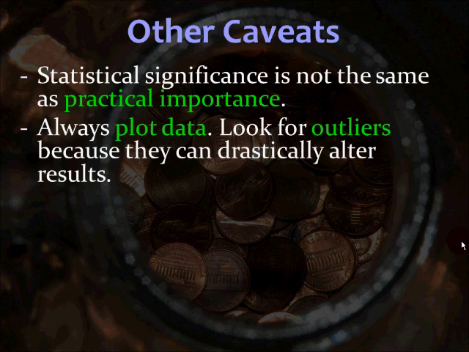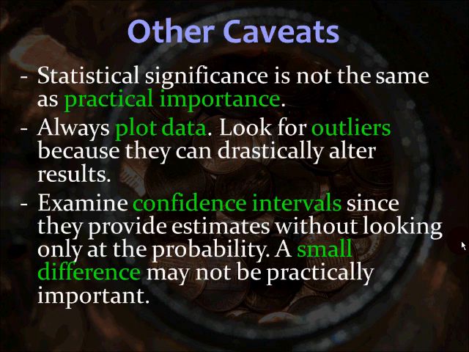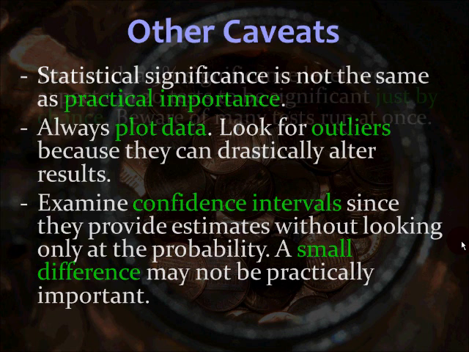Next, always plot your data. This is something I've harped on since day one. Look for outliers because they can drastically alter results. Next, examine confidence intervals since they provide estimates without looking only at the probability. A small difference may not be practically important. So if your null value is just outside the confidence interval and you're doing a confidence interval significance test, that might not be practically important, though it may be statistically significant.